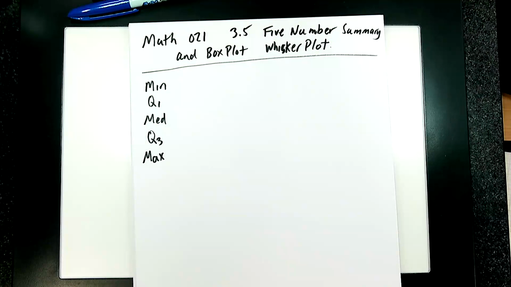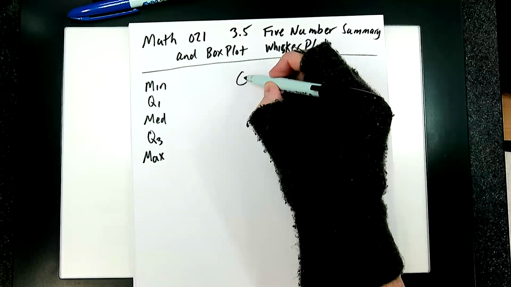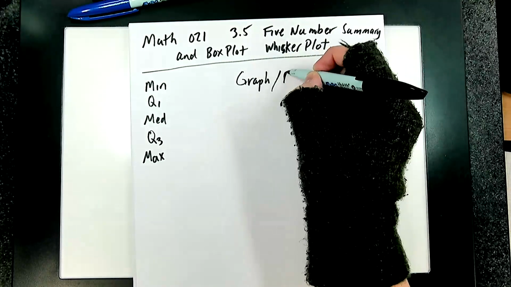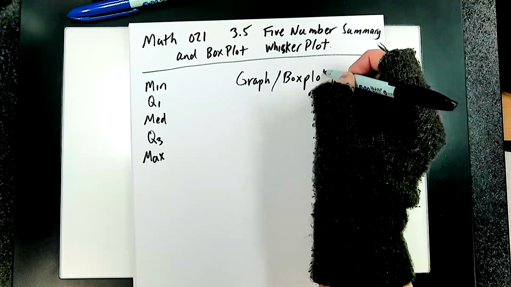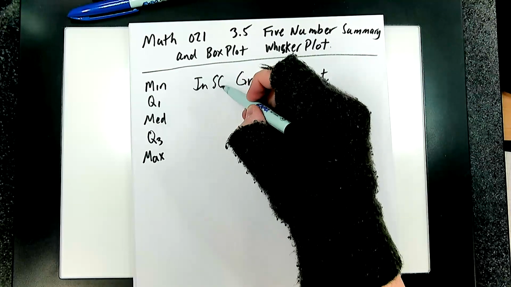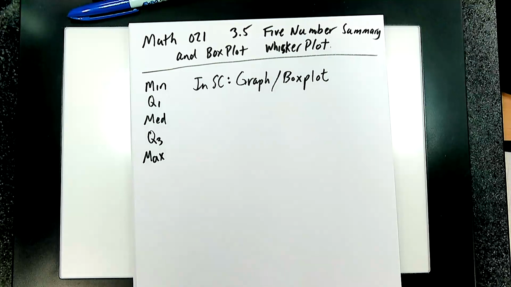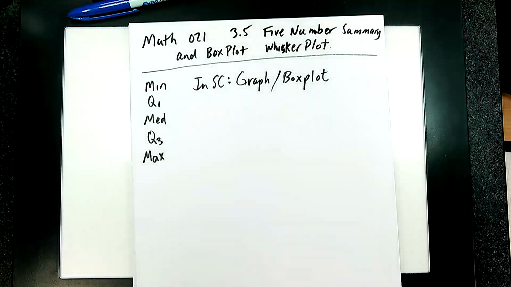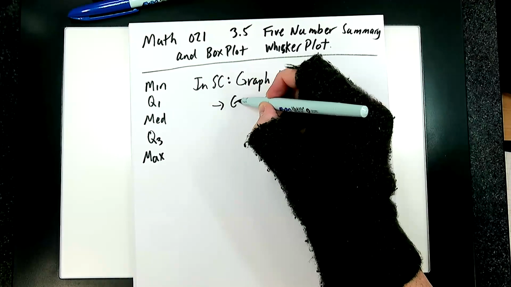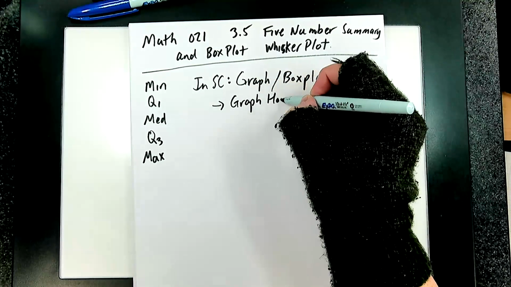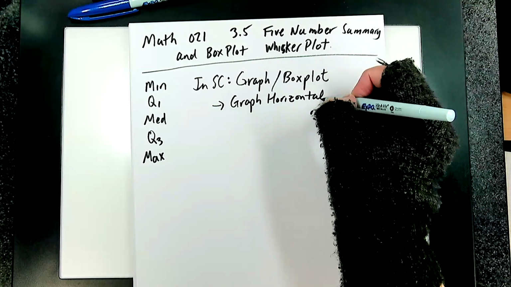It's extremely easy to do in StatCrunch. You go graph, and choose Boxplot. You probably want to tell it to graph horizontally. There should be a little box to choose. We'll look at that in a second.